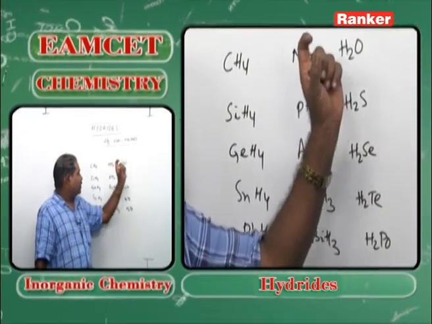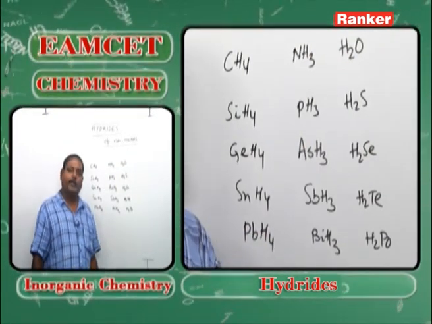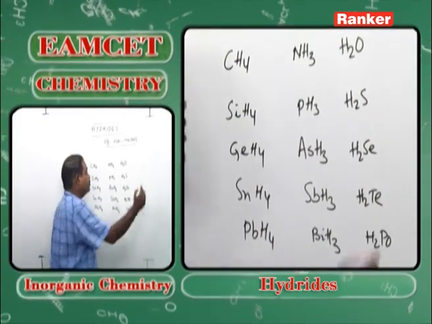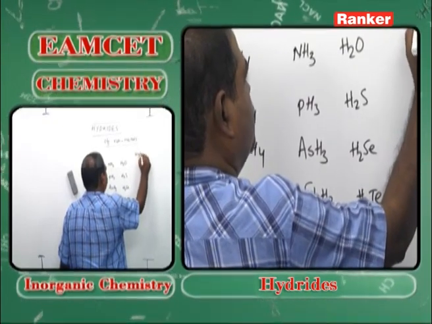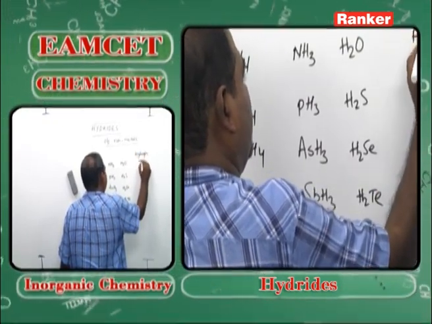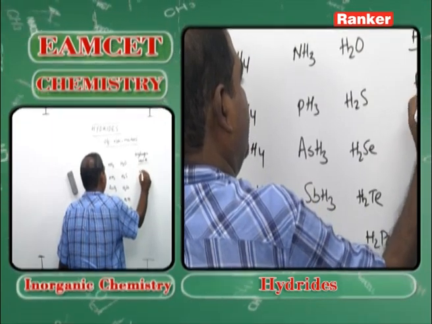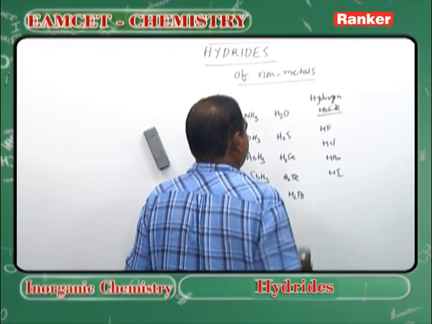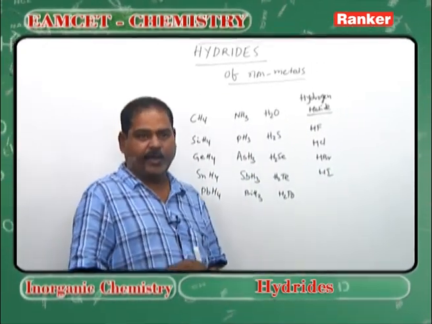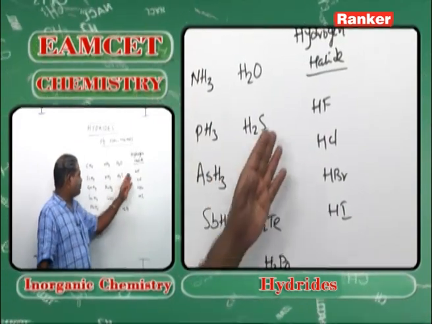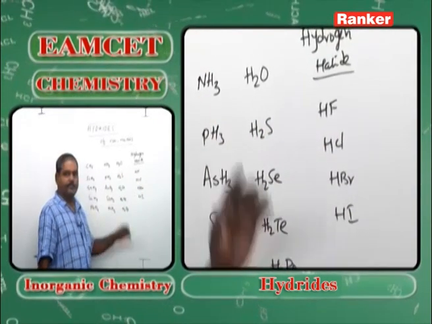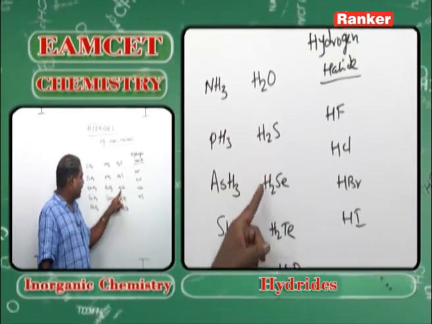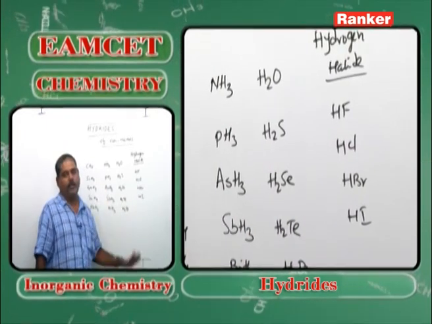And the halogens, when they combine with hydrogen, they better not be called hydrides. They are hydrogen halides. HF, HCl, HBr, HI. Hydrogen iodide. So, strictly speaking, they are not hydrides. Hydrogen fluoride, hydrogen chloride, hydrogen bromide. And this is hydrogen sulfide, hydrogen selenide, hydrogen telluride, hydrogen polonide.